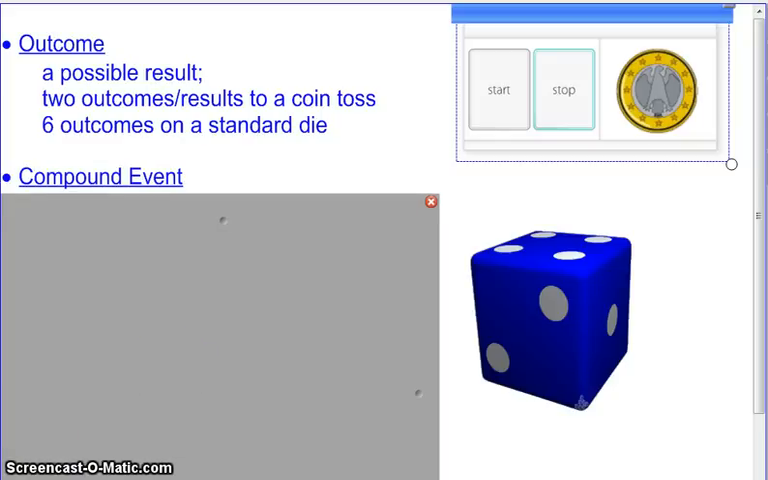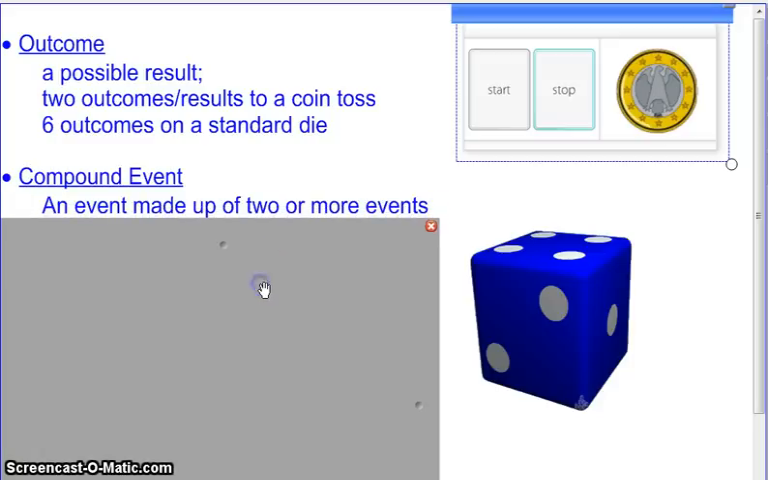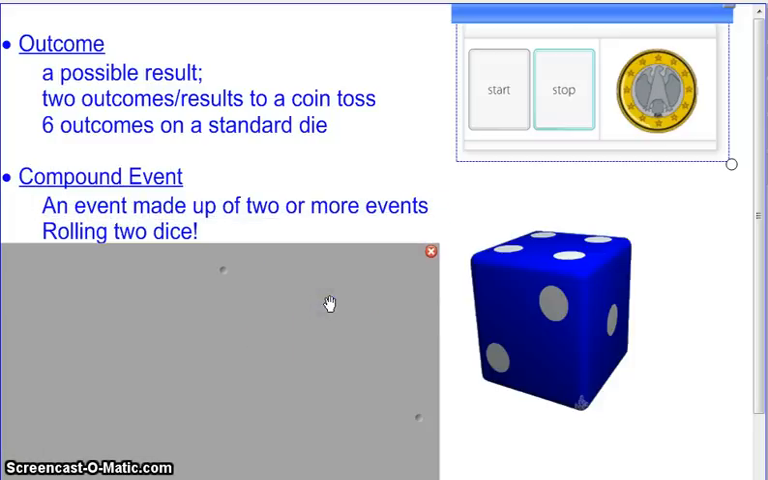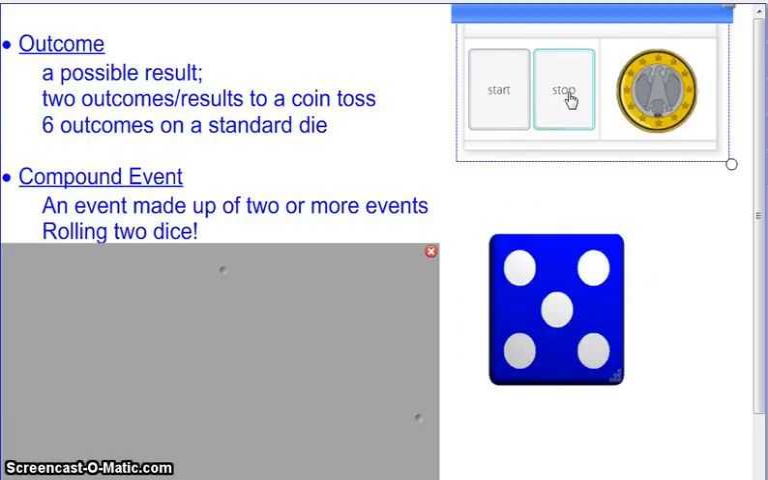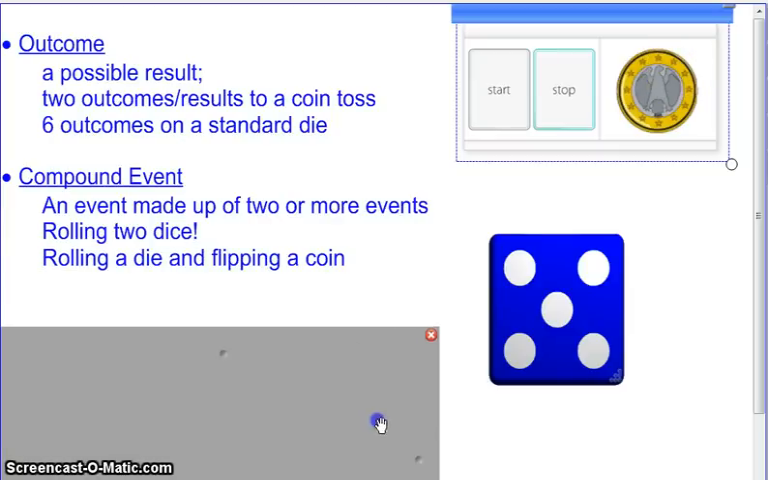Compound event. Well, a compound sentence, think about what that means. You can usually take a compound sentence and create two simple sentences, two or more, right? So a compound event is an event that is made up of two or more events. So an example would be rolling 2 dice. Another example would be, how about flipping a coin and rolling a die? A tail with 5. Look at that, we got tail with 5. What's the chance of that, right? Rolling a die and flipping a coin.